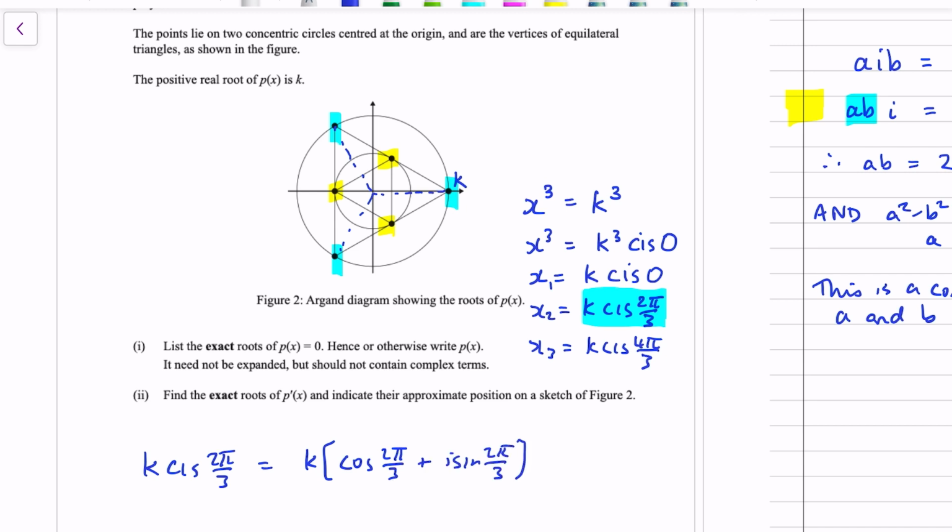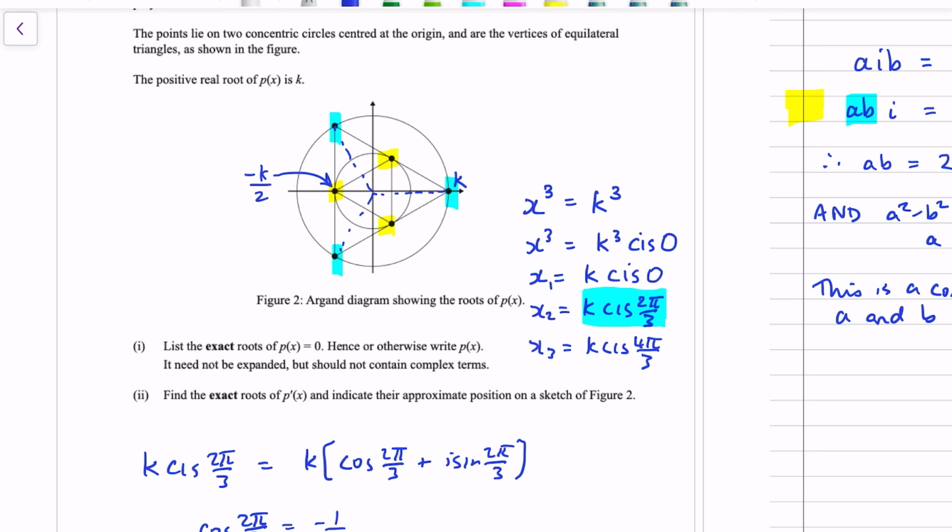And then the real part, which is the thing that lines up with the yellow solution's real part, is k cosine 2 pi over 3. Cosine 2 pi over 3 turns out to be negative a half. So that solution in there is minus k over 2. You can also prove it using geometry and right angle trig. Looking at the diagram, it seems about right. Even though diagrams usually aren't drawn to scale, that's halfway between the origin and the outside circle.